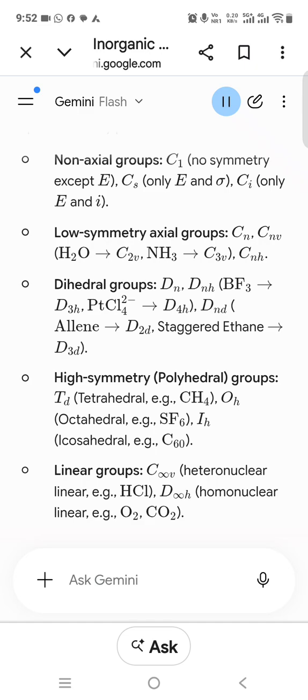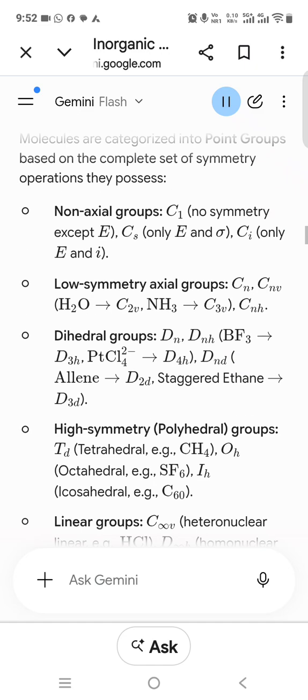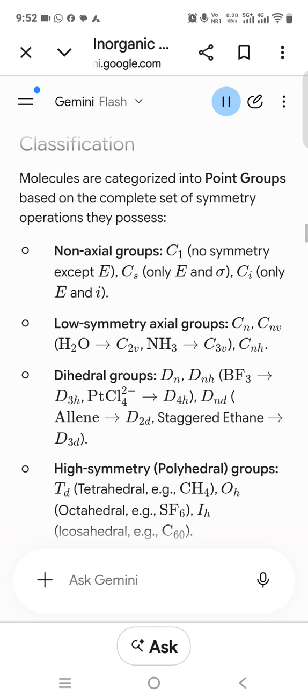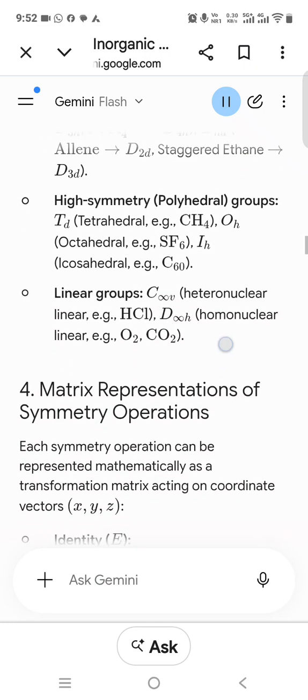4. Matrix representations of symmetry operations. Each symmetry operation can be represented mathematically as a transformation matrix acting on coordinate vectors x, y, z. Identity, E. Inversion, i.